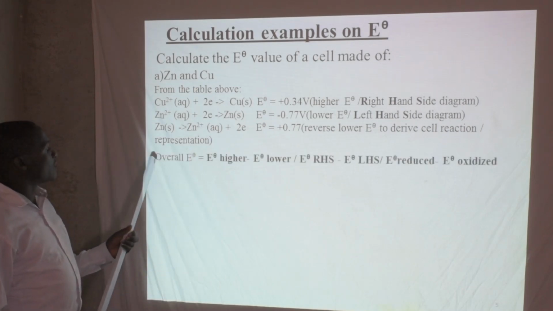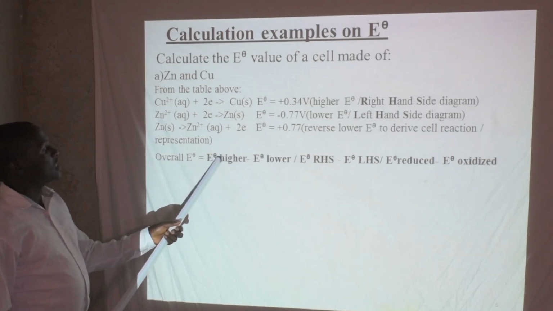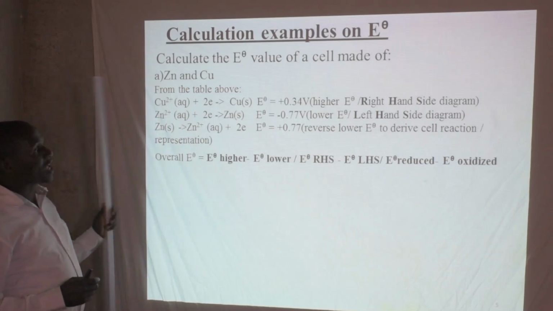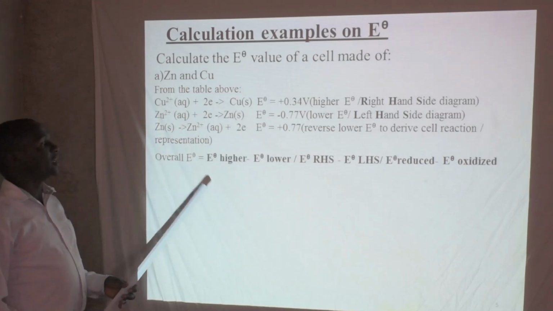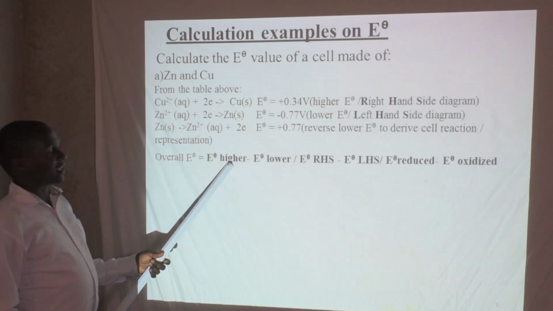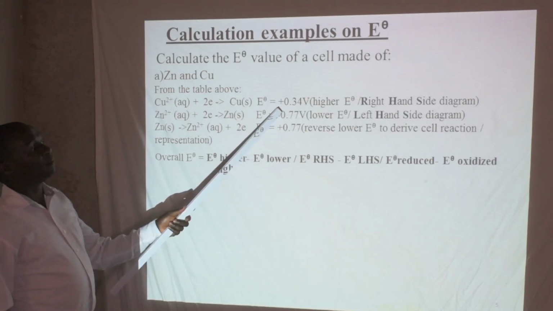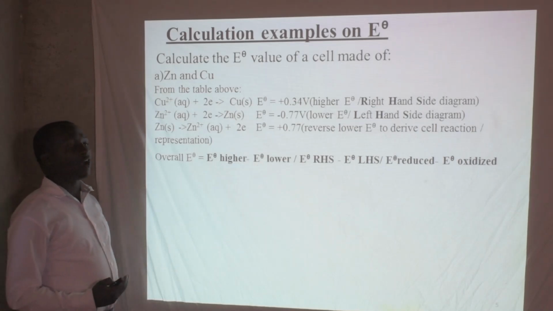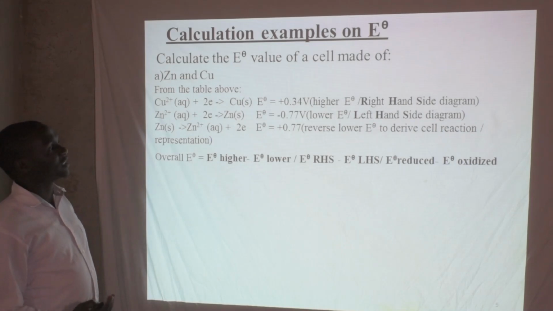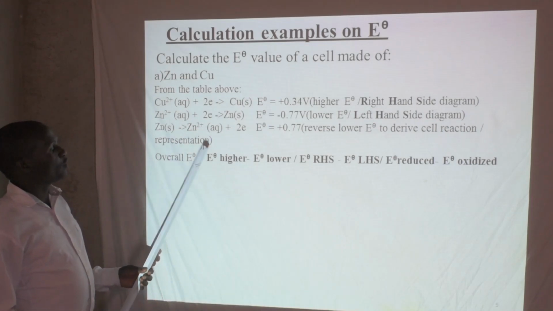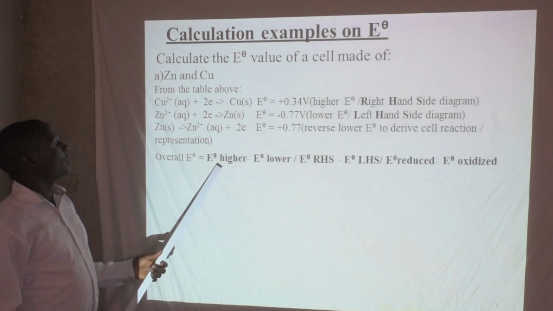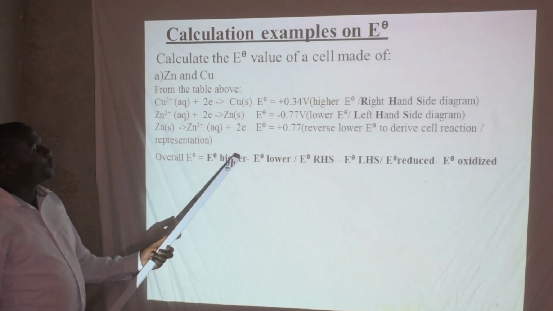Then the overall E naught value here will be E on the higher side minus E on the lower side. If you just take them the way they are, you say E on the higher side. Which one is higher here? If you compare positive 0.34 and negative 0.77, which one is higher? The one which is higher obviously will be 0.34, and therefore copper will be on the right, the higher, and zinc will be on the lower.